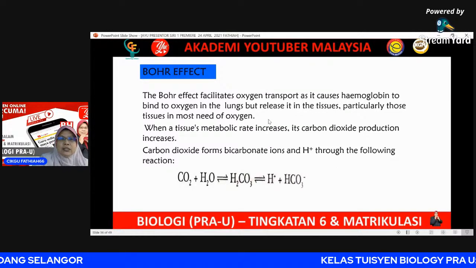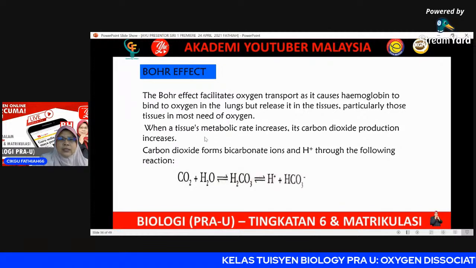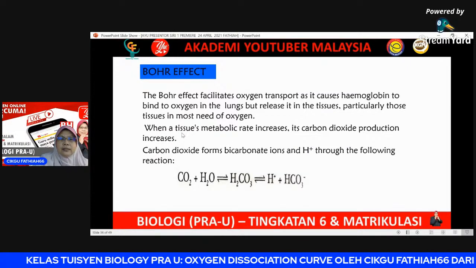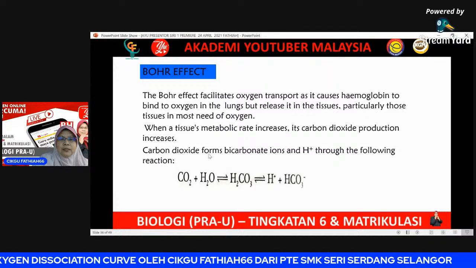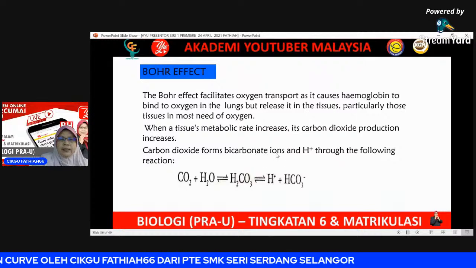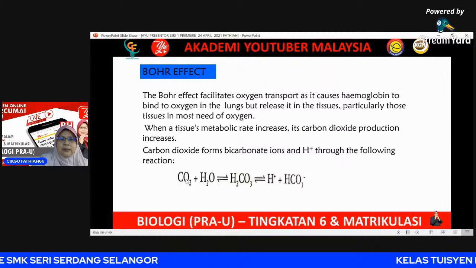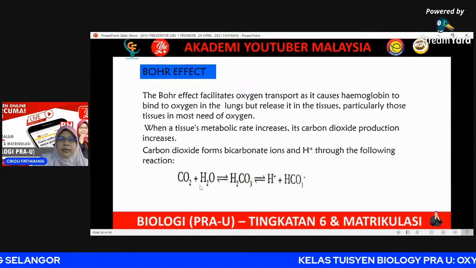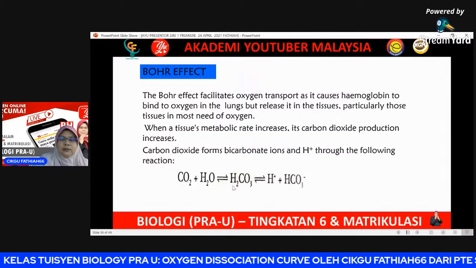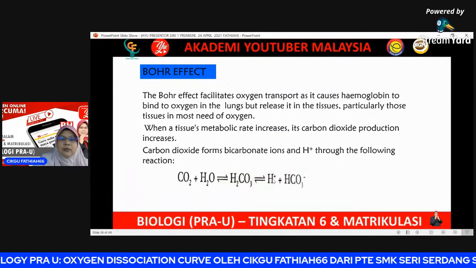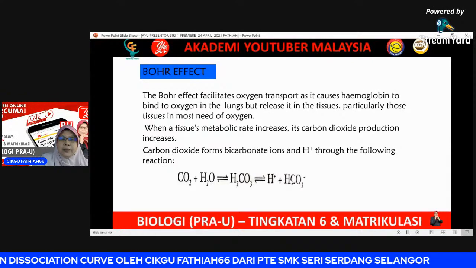Particularly for those tissues in most need of oxygen. When a tissue's metabolic rate increases, its carbon dioxide production also increases. Carbon dioxide forms bicarbonate ions and hydrogen ions through the following reaction. Carbon dioxide enters the blood and combines with the water in the plasma to form carbonic acid, and then carbonic acid dissociates into hydrogen ion and bicarbonate ion.